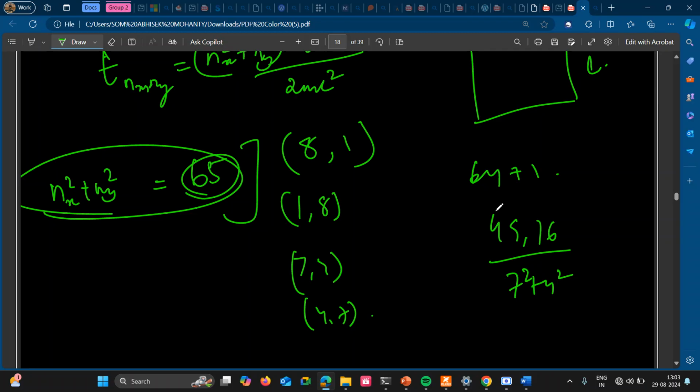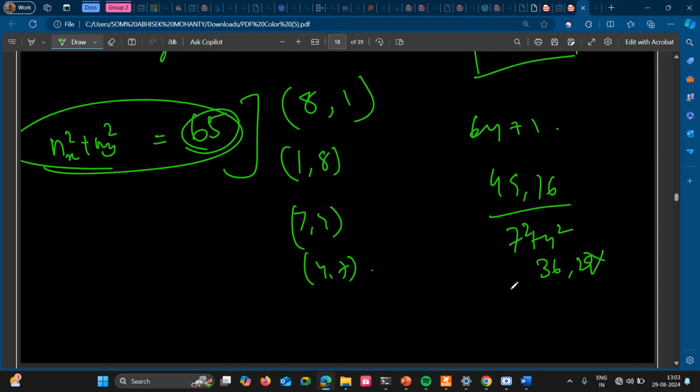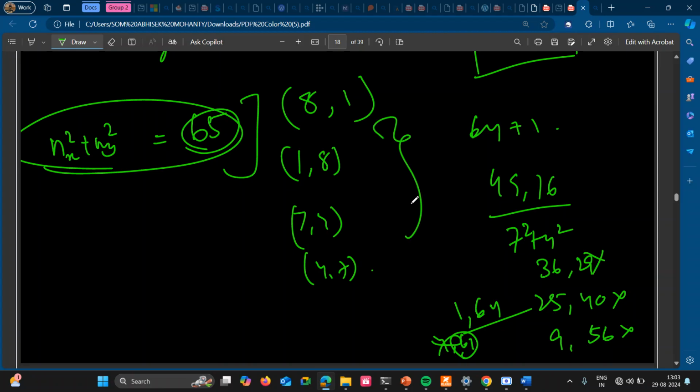So is any other combination there? 36, 29, no. 25, 40, no. 16 we did. 9, 56, no. 4, 61, no. 1, 64 we did. So there are four combinations. So the degeneracy of the state is what? 4. The degeneracy in the energy state is 4.